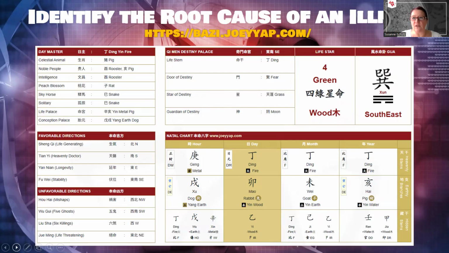So first off, you need to actually know your Ba Zhai directions. You go to the link here, and I'll also post this in the description to the video, and you plot your Ba Zhai chart. In your Ba Zhai chart, there is this section here. This is what we are interested in; the rest we can completely ignore. We look at these: your favorable directions and your unfavorable directions. So this is the first step.